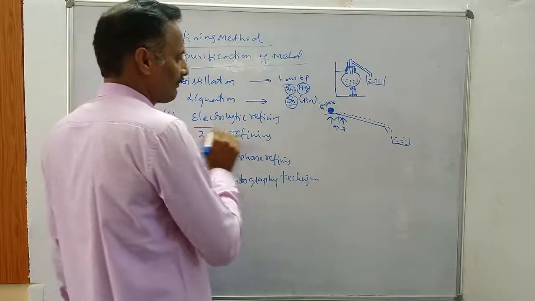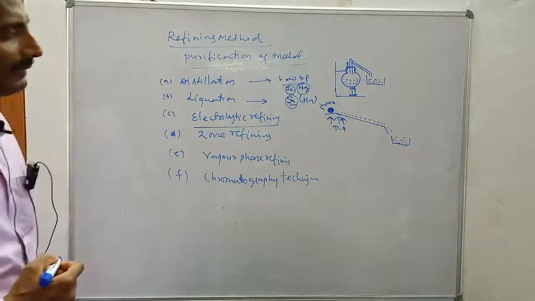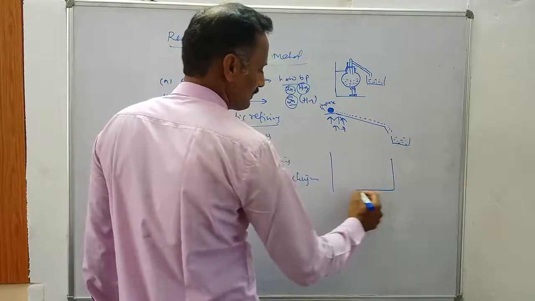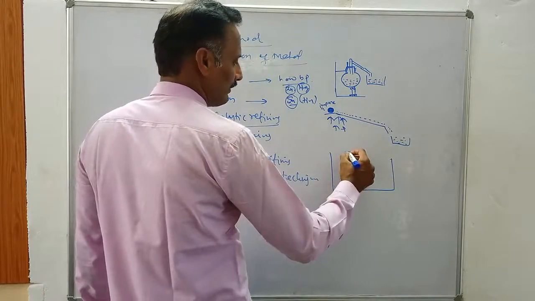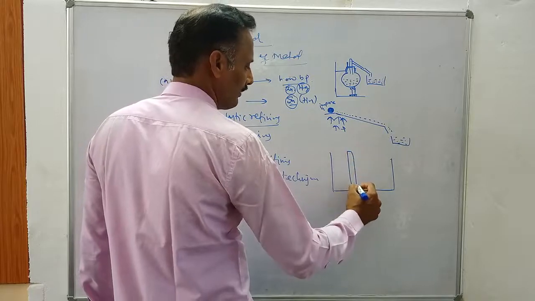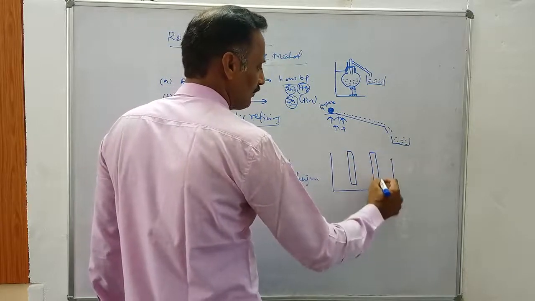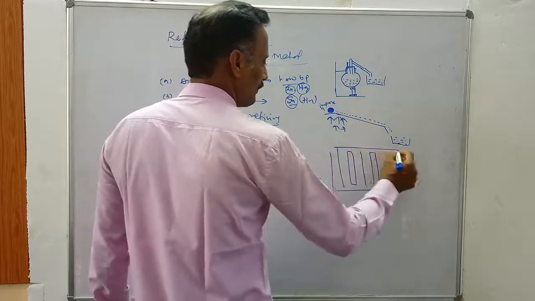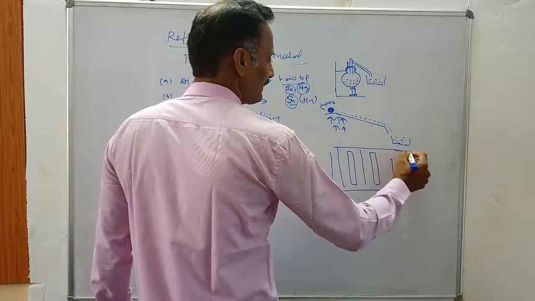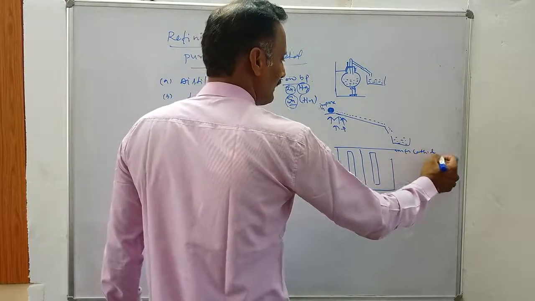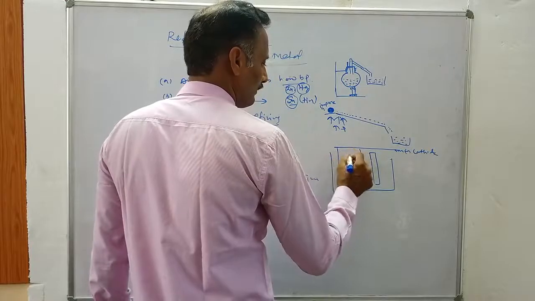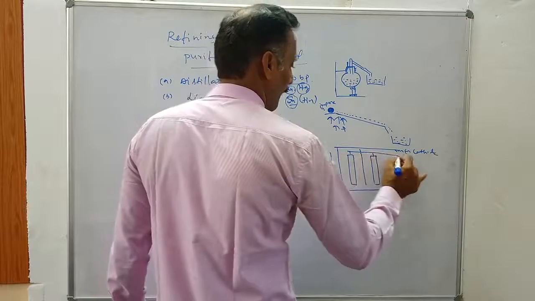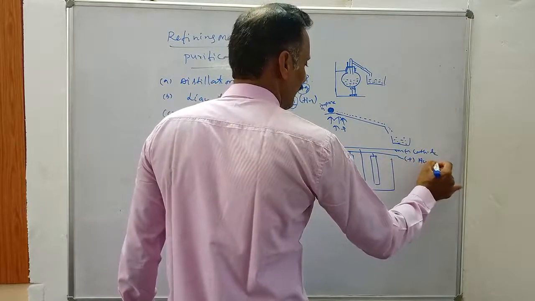And what about electrolytic refining? Electrolytic refining mainly requires two electrodes. One is the impure metal rod. Impure metal rods act as anodes, and pure metal rods act as cathodes. This is a pure metal rod, and it acts as the cathode. Cathode means negative electrode, and this is the anode.